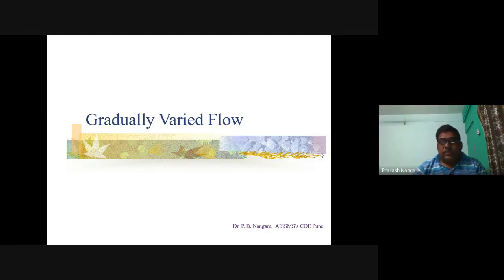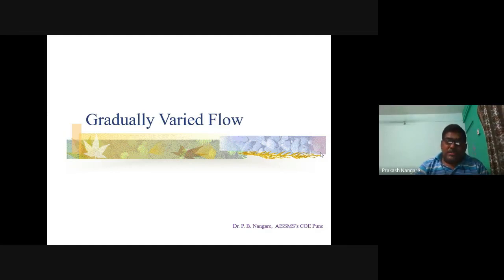What is gradually varied flow? Actually, it's a type of varied flow. When the depth of the flow gradually changes over a longer distance, such a type of flow is called gradually varied flow.